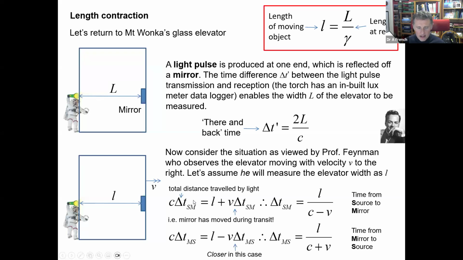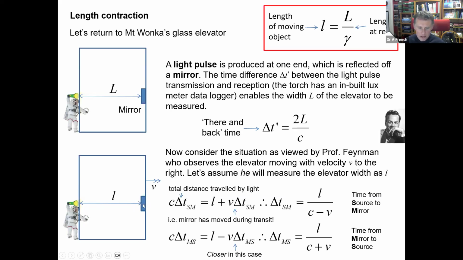But let's just reiterate it. This is the distance traveled by the light times the time it takes to go from the source to the mirror. And that's the width of my elevator plus the extra distance that the elevator is moving. So there we go. We can work out in Professor Feynman's frame the time from source to mirror.